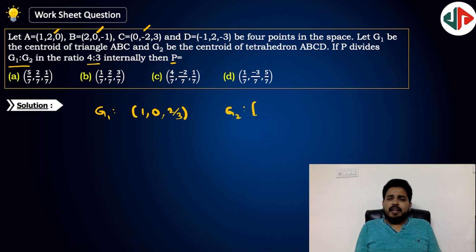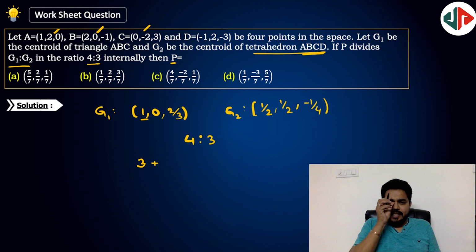What is G2? G2 is the centroid of the tetrahedron ABCD. So 1 plus 2, 3, plus minus 1, 2 by 4 is 1 by 2. 2 plus 0, 0, 2, 1 by 2. Next, minus 1 plus 3 minus 3, so it is minus 1 by 4. I need a point which is dividing these two in the ratio of 4 is to 3. So 3 into 1, you will be getting 3, plus 4 into 1 by 2 is equal to 2, divided by 4 plus 3, 7. So the x coordinate is 5 by 7.